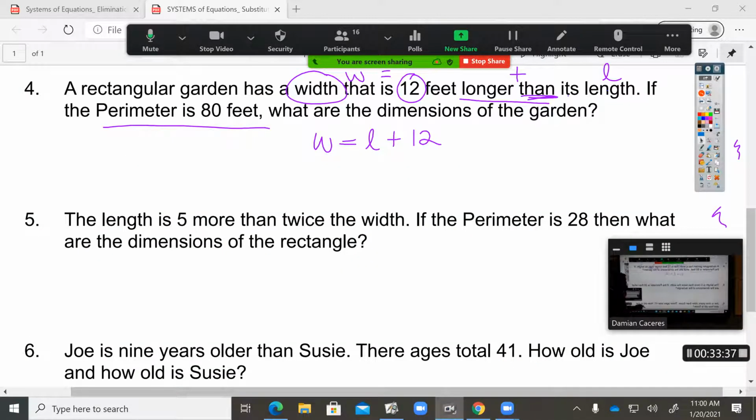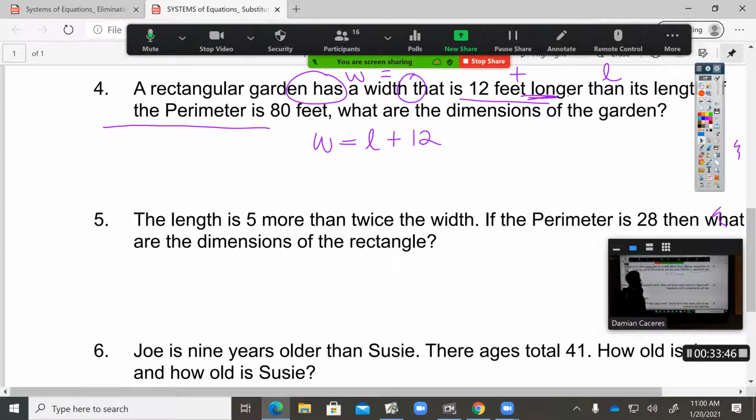So the rest of the problem says, if the perimeter is 80, what are the dimensions of the rectangle? So we know that perimeter has a formula to it. The perimeter formula is twice the length, well, let's put it over here close to the other one, twice the length plus twice the width. That's the formula for the perimeter. And since they give you the perimeter, instead of making it equal to P, make it equal to 80.